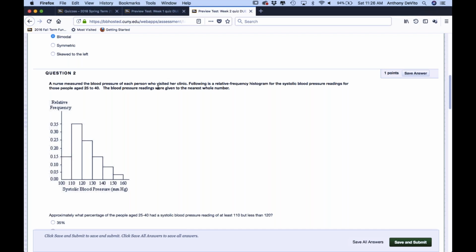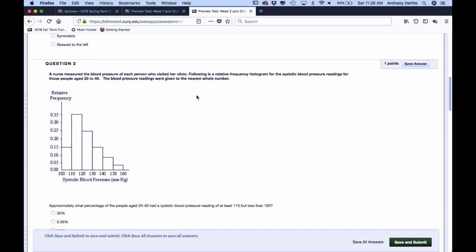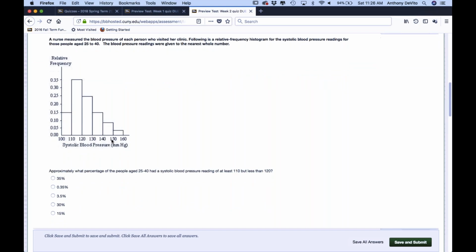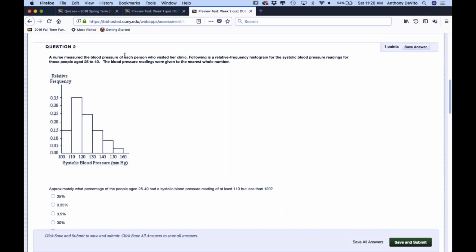A nurse measured the blood pressure of each person who visited a clinic. The following is a relative frequency histogram for systolic blood pressure readings for those people aged 25 to 40. Blood pressure readings were given to the nearest whole number. Again, notice they mention the nearest whole number. From 100 to 110, notice it says relative frequency. That means we're not talking about the number of people, but we're still talking about a frequency, expressed as the percentage of people out of this group.